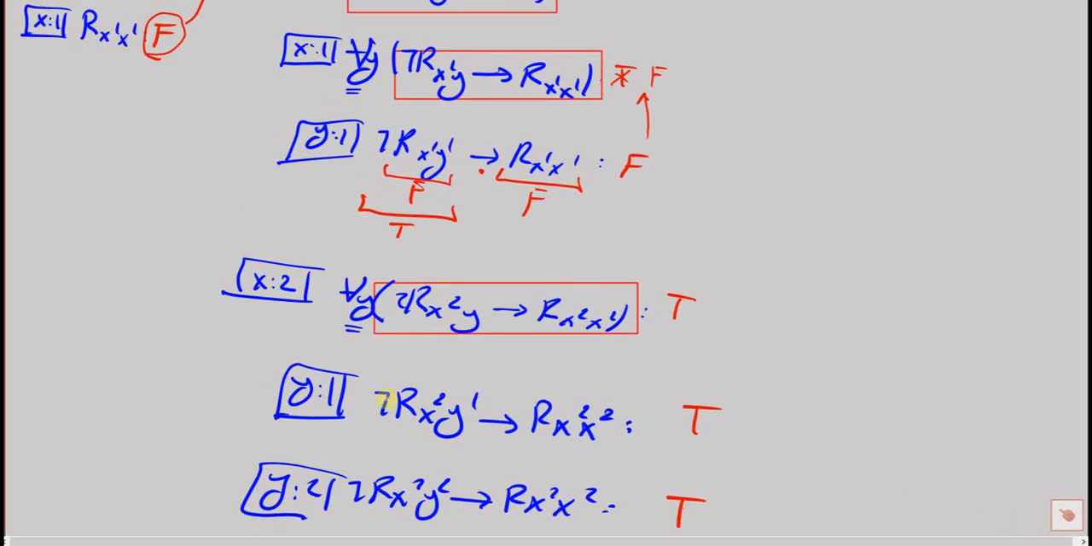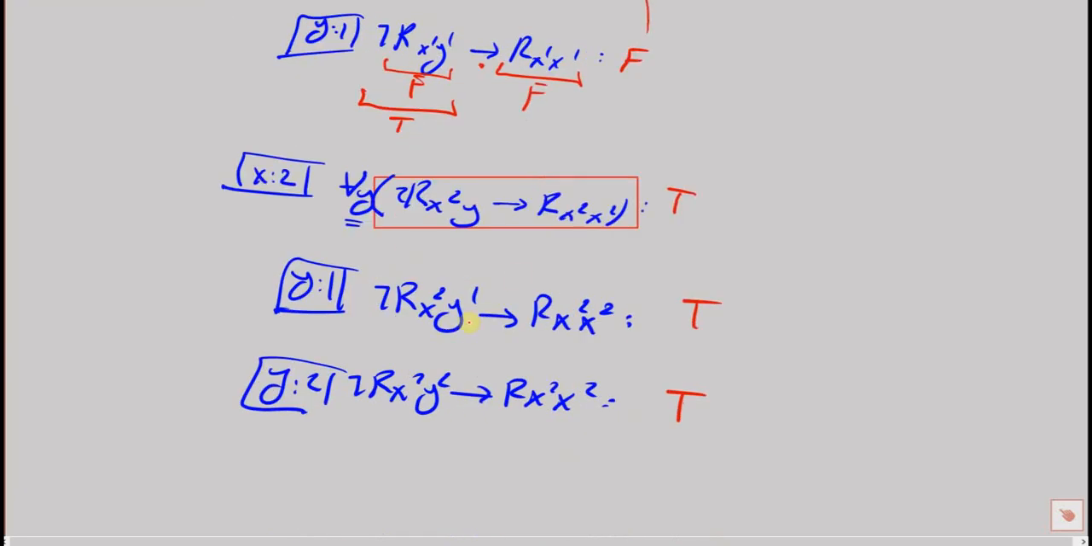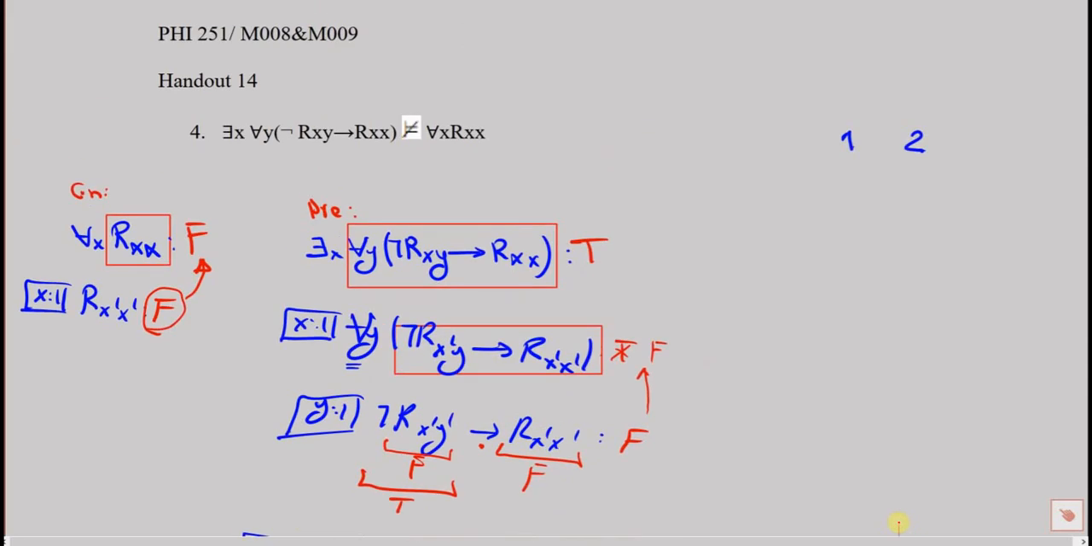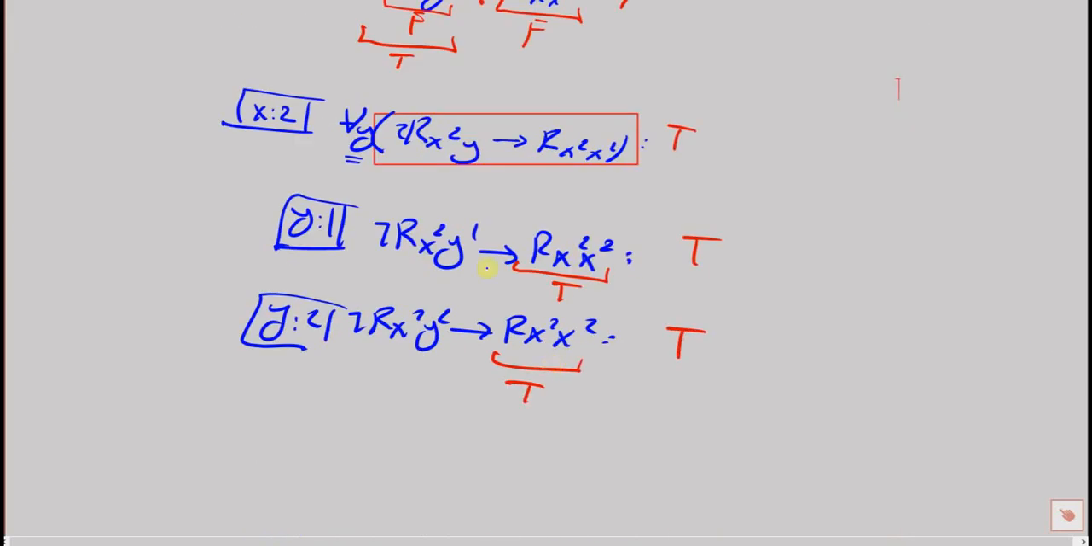Okay, how could we make these conditionals true? Well, one easy way is to make the consequent true, right? It doesn't matter what the antecedent is, as long as we make R22 true, this is going to be true. The same thing here. So how could we make R22 true? Well, we just need to have an arrow in our interpretation that goes from 2 to 2, right? Okay, now R22 is true. That makes these two conditionals true.